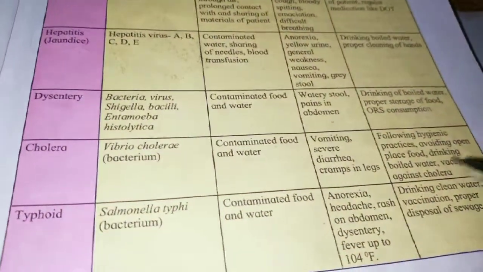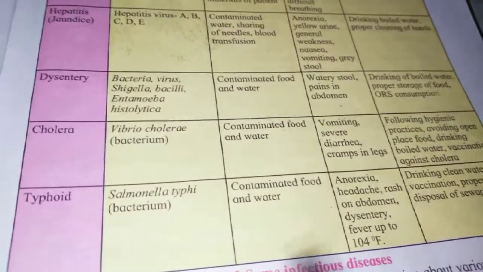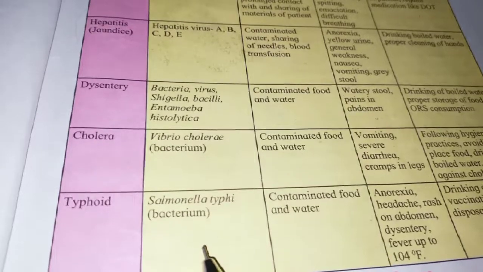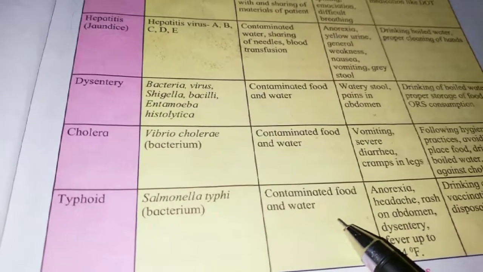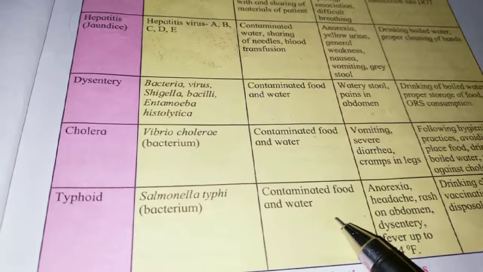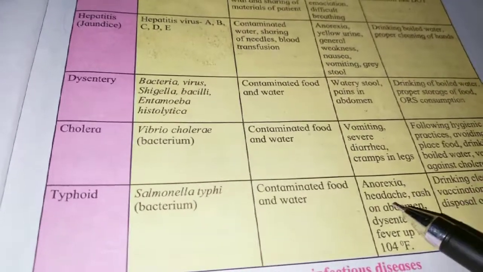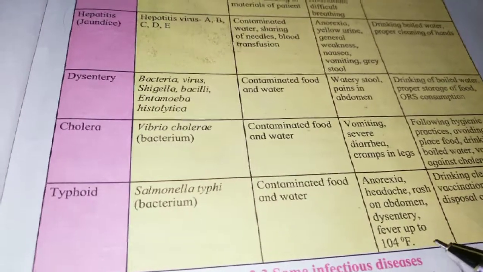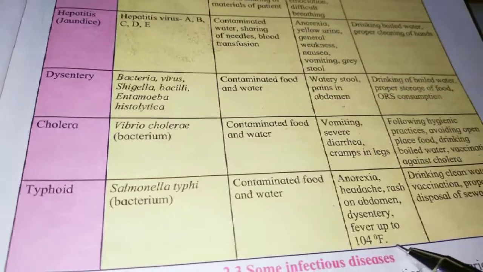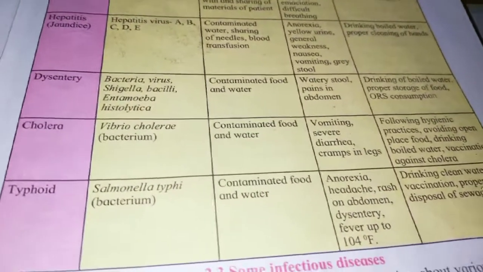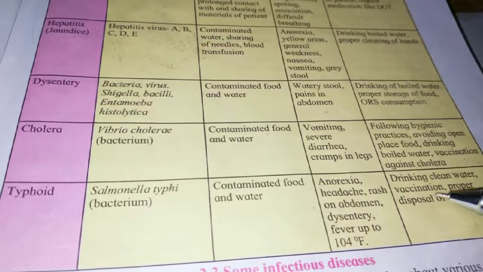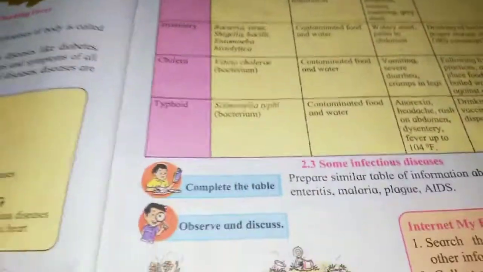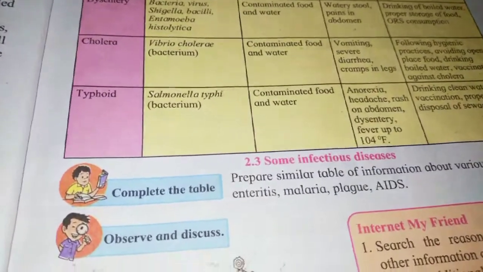Now typhoid. Salmonella typhi bacterium is the pathogen. Mode of infection: contaminated food and water. What are its symptoms? Anorexia, headache, rash on abdomen, dysentery, fever up to 104 degrees Fahrenheit. What are its prevention and treatment? Drinking clean water, vaccination, proper disposal of sewage. So these were some infectious diseases.